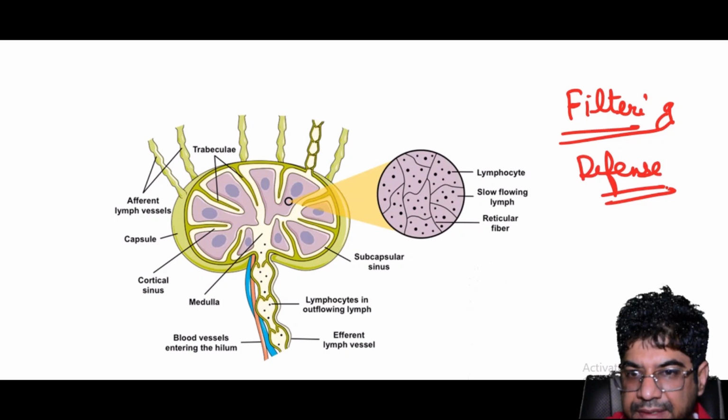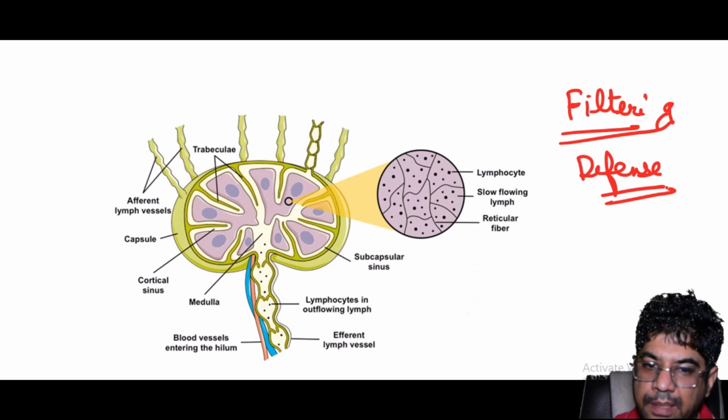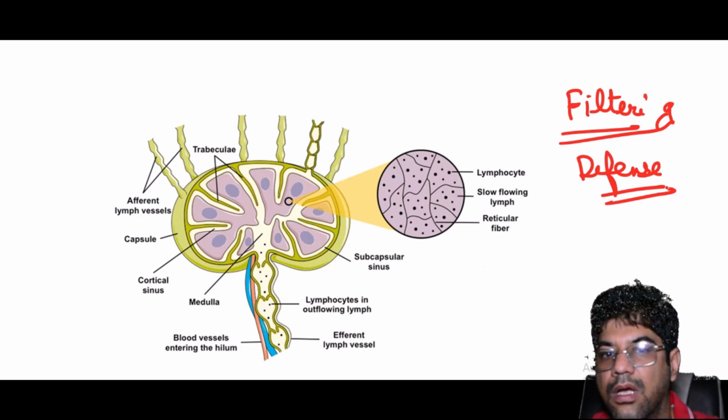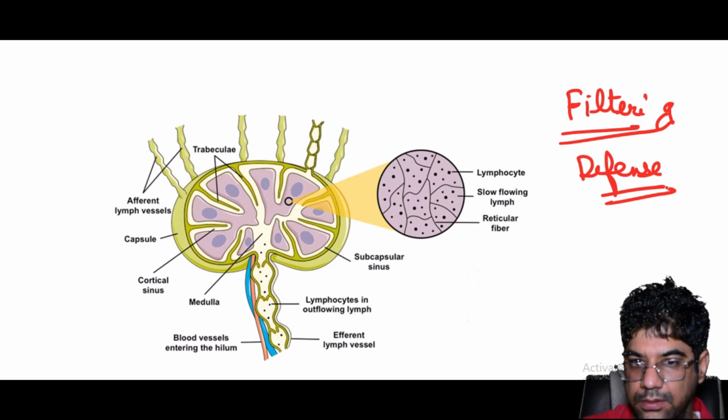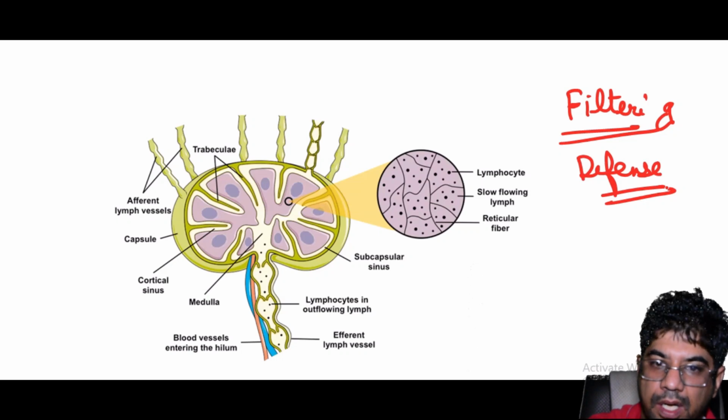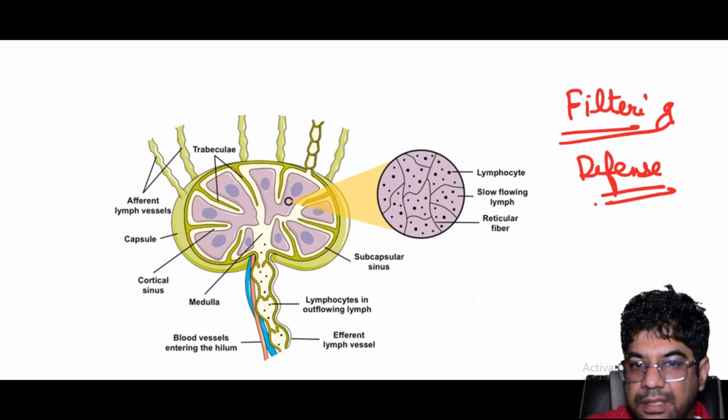Second, it plays a role in defense. Like the macrophages in the lymph node, they destroy the bacteria and the toxin substance. Apart from that, the lymph nodes act as a defense barrier. Now, why are the lymph nodes called the defense barrier? Because they contain macrophages that destroy the bacteria and toxic substance.